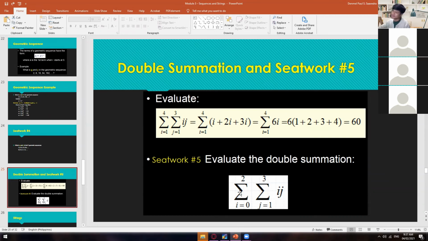Okay, I think it's quite the same. Instead of having this I here, what will you get? 0 times I. But in here, since we started with 1, it's 1 times I, which is the same as I. I think that's the only difference.